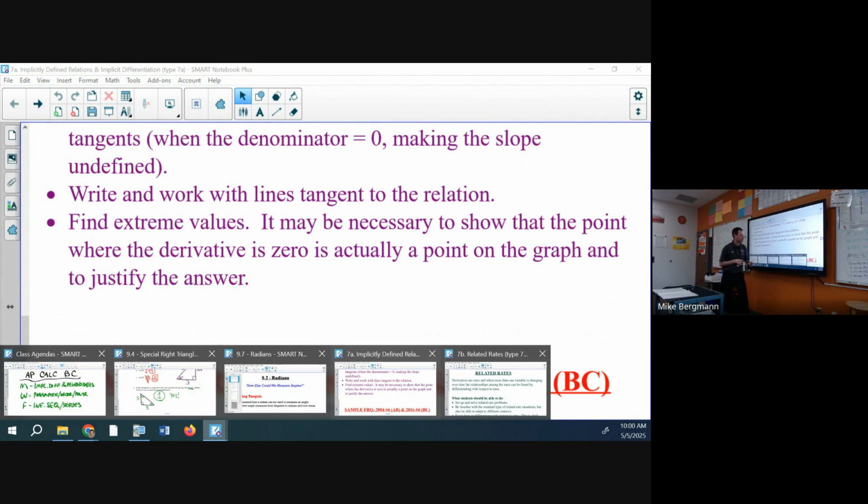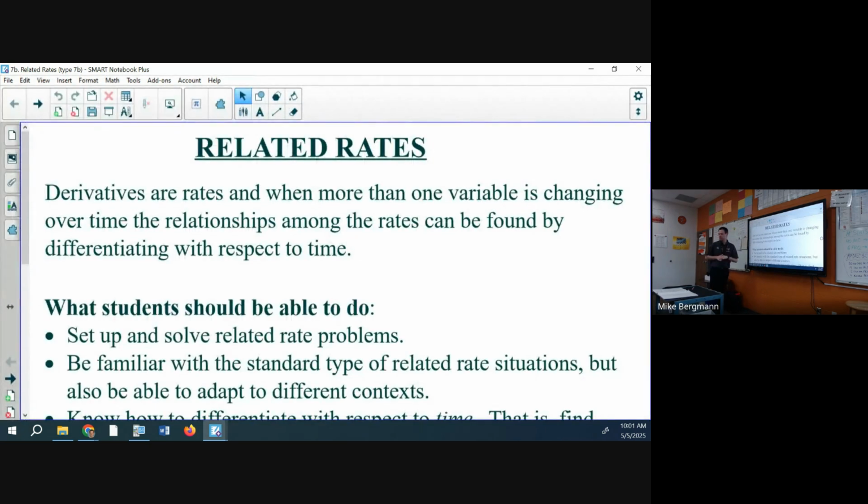Our other topic for today is related rates. And this is a totally different category of questions. Just to completely shift gears here, but something that you might need to be able to do. The key with related rates is understanding that derivatives are rates. And when more than one variable is changing over time, the relationships among the rates can be found by differentiating with respect to time. That's the big key here, is that time becomes a factor in these as well.